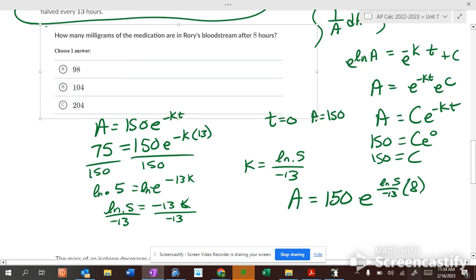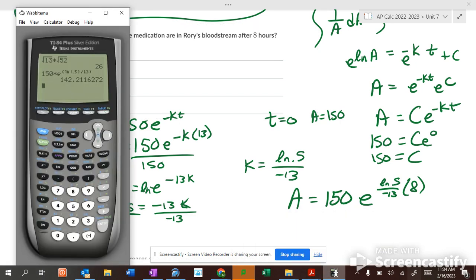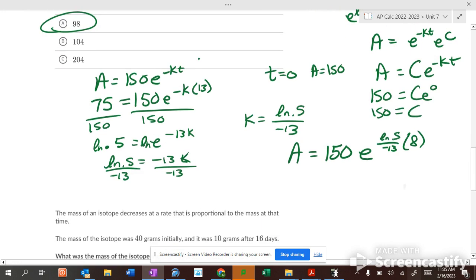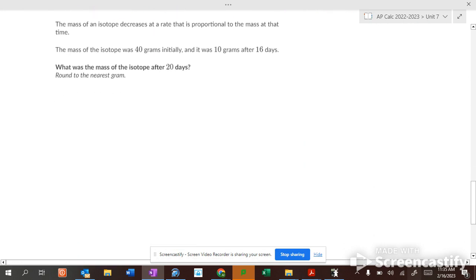Oh, I didn't take it times 8. So that same thing up there, enter, up here, times 8, enter. 97.9, which is 98. Okay, there's a little process to this. So that's what we need to do.